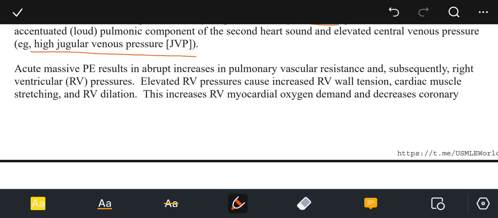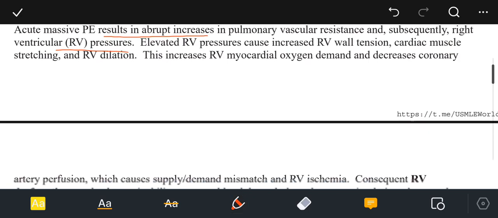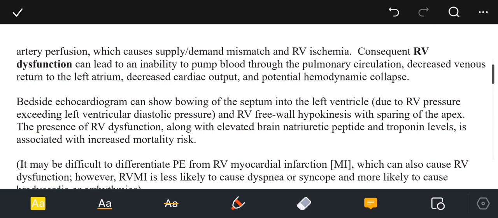Acute massive pulmonary embolism results in abrupt increases in the pulmonary vascular resistance and subsequently right ventricular pressures. Elevated right ventricular pressure causes increased right ventricular wall tension, cardiac muscle stretching, and right ventricular dilation. This increases the right ventricular myocardial oxygen demand and decreases the coronary artery perfusion, which causes supply-demand mismatch in the right ventricle, leading to ischemia. The consequent right ventricular dysfunction can lead to an inability to pump the blood through the pulmonary circulation, decreased venous return to the left atrium, decreased cardiac output, and potential hemodynamic collapse.